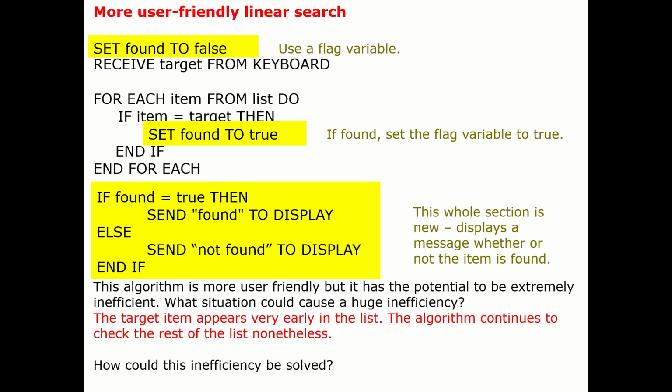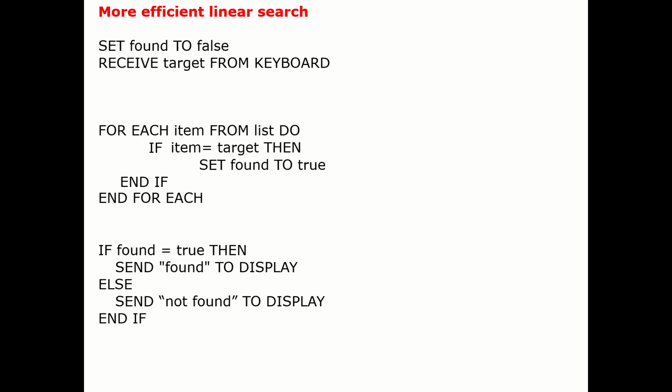So how do we solve that? Well, there's an easy way. At the moment, we're using a fixed loop. We just go around for however many items are in the list. Why does it have to be a fixed loop? Why not just use a conditional loop and just keep going until we find it? So here's my more efficient linear search, the ultimate version.